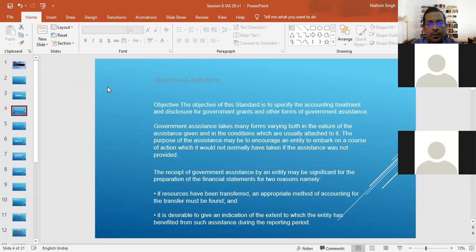Objective, we have talked about disclosure and treatment of government grants. Now, government assistance takes various forms, both in the nature of the assistance given and in the conditions. So there are two ways the primary statement can reflect it, as we discussed. If resources have been transferred, then an appropriate method of accounting for the transfer must be found, and it is desirable to give an indication of the extent the entity has benefited from such assistance during the reporting period.